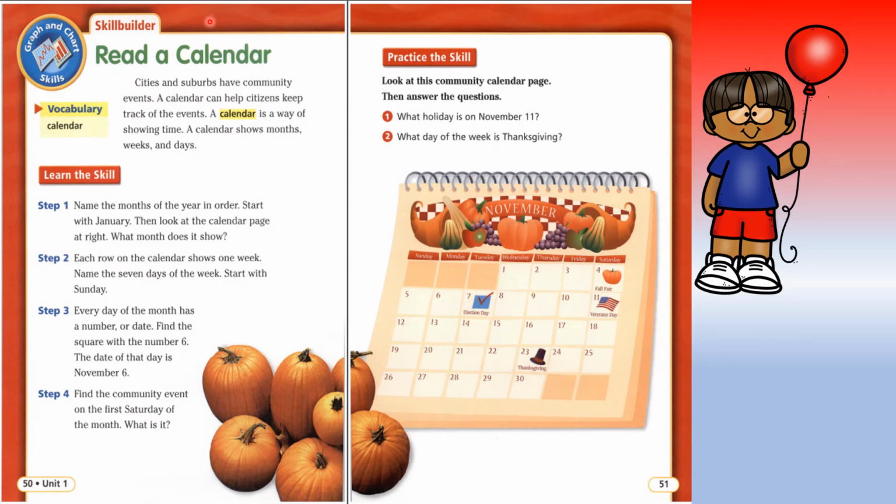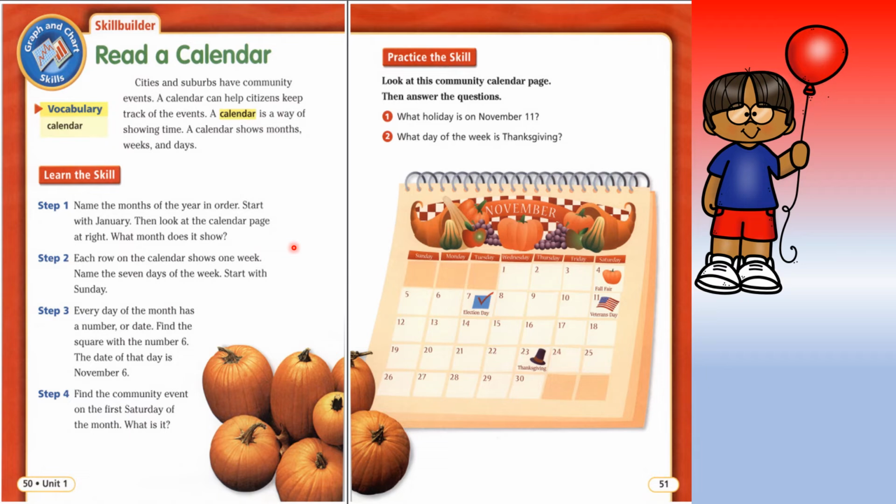Skill builder. Let's read a calendar. Cities and suburbs have community events. A calendar can help citizens keep track of events. A calendar is a way of showing time. A calendar shows months, weeks, and days. Learn the skill. Name the month of the year in order.